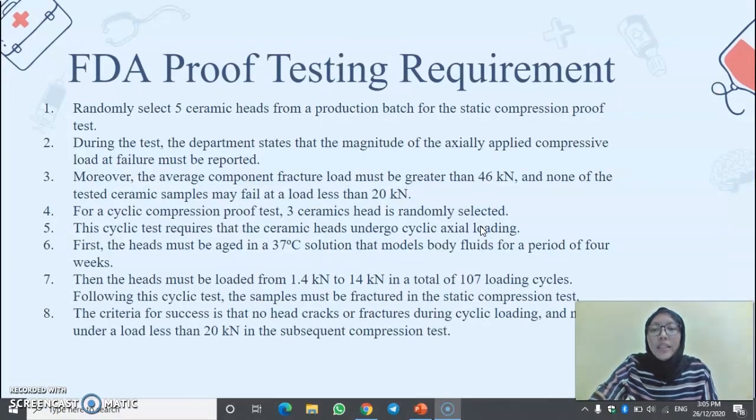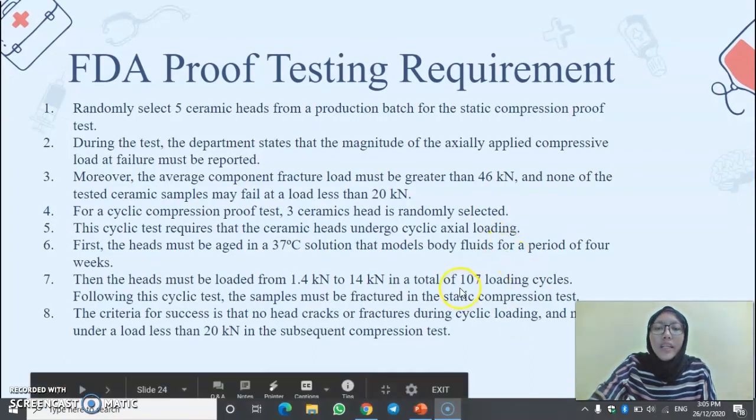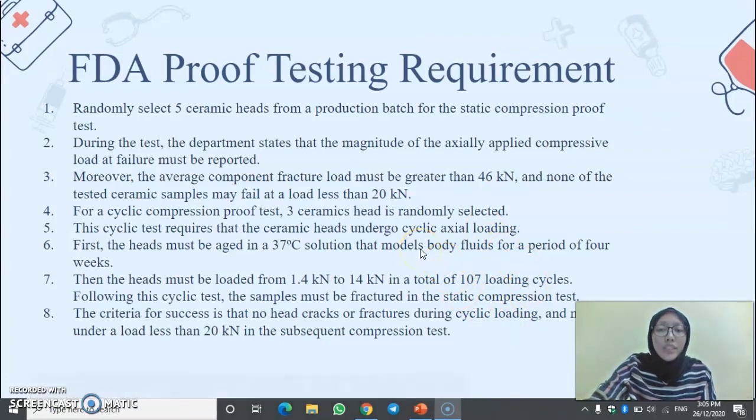For FDA approved testing, it uses the cyclic axial loading test. Same procedure as the static compression test, but using cyclic axial loading, and there are certain criteria, which are that the component fracture load must be greater than 46 kN, and none of the tested ceramic samples may fail at a load less than 20 kN in order for the ceramic ball head to be used.